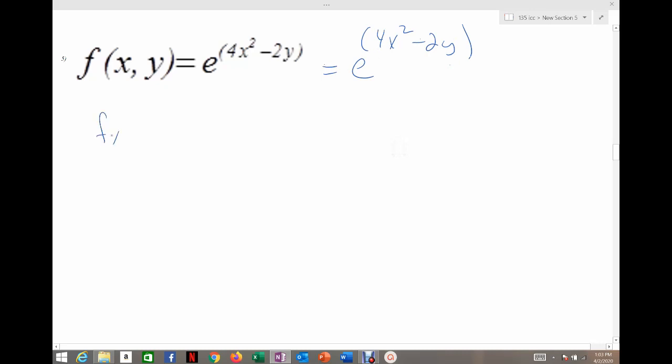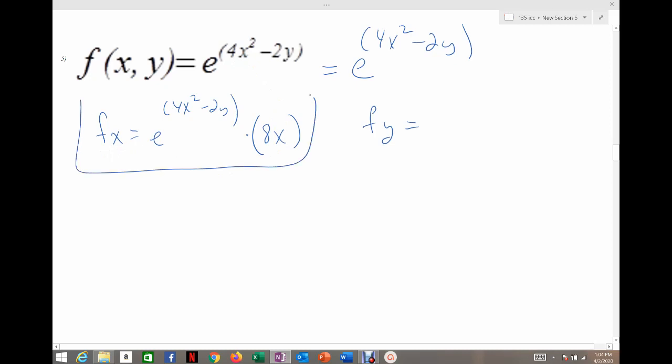Alright, so the first derivatives, and then we'll get to the second derivatives. Alright, so chain rule. The derivative of my e function is my e function times the derivative of the inside with respect to the variable. So first with respect to x, I'm going to get an 8x to the first. So there's my derivative with respect to x.